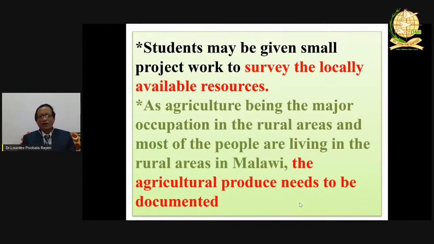Assume that you are having 50 students in a class. If you give this assignment to each and every one of you, at the end of the day, you'll have 50 survey reports. This is very, very important. First of all, the students must know what are all the locally available resources. Sometimes you may have some important resource.